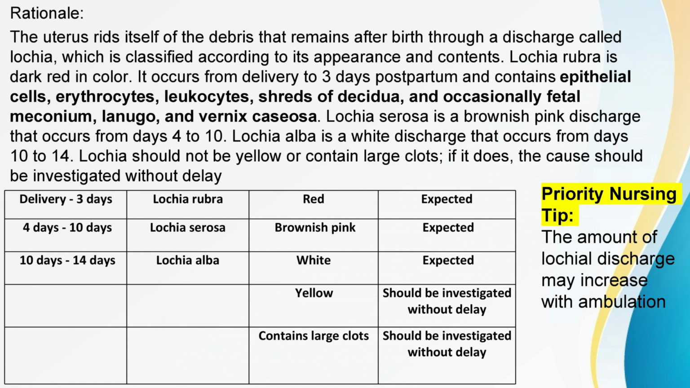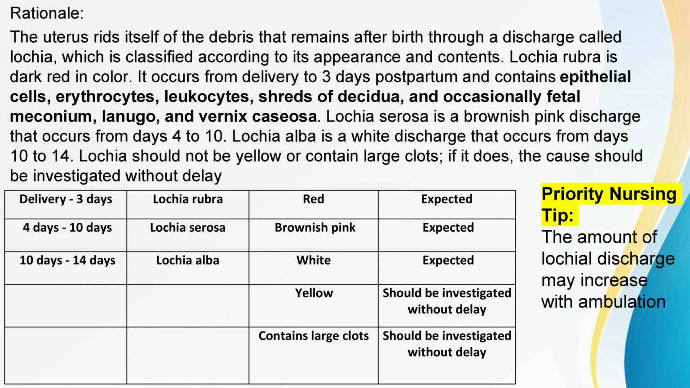The uterus rids itself of the debris that remains after birth through a discharge called lochia, which is classified according to its appearance and contents. Lochia rubra is dark red in color. It occurs from delivery to 3 days postpartum and contains epithelial cells, erythrocytes, leukocytes, shreds of decidua, and occasionally fetal meconium, lanugo, and vernix caseosa.